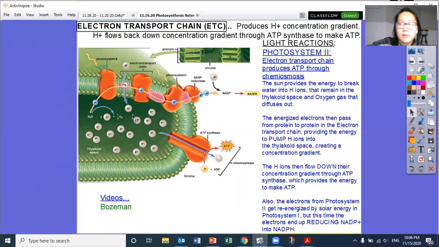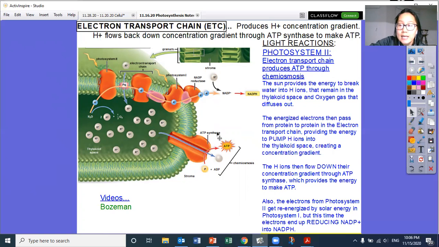So they're going to want to even out the gradient into an even distribution of protons on the inside and the outside of the thylakoid. And the easy way for it to do that is to go through this protein channel. The thing about this protein channel is that it's also an ATP synthase, and synthase, or synthesizing, means that it's going to be making ATP.